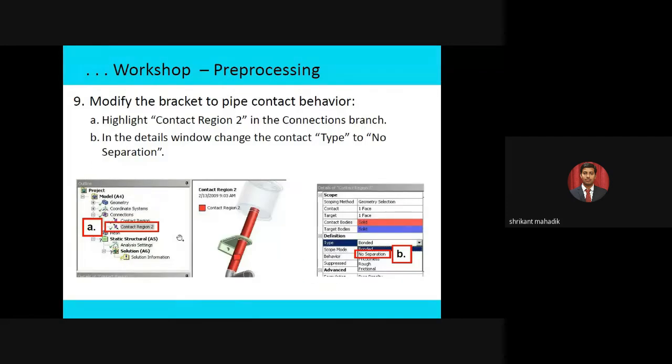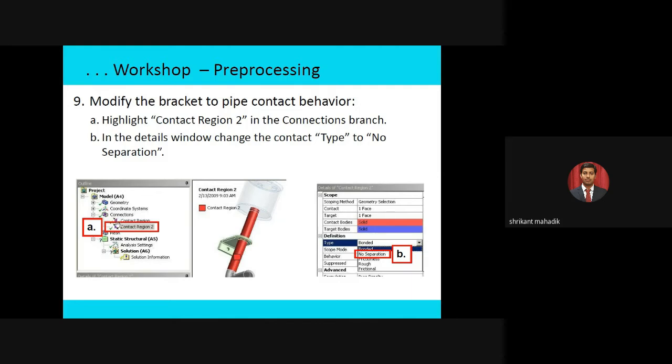Now next is about the connections. In the previous practical session we have seen only one component, or one system. There was no assembly, no second material or second component connected to the first one. So here you can see, modify the bracket to pipe contact behavior. That means here we have to mention the contact now. Okay. So in the model itself, you can see there is an option called connections.